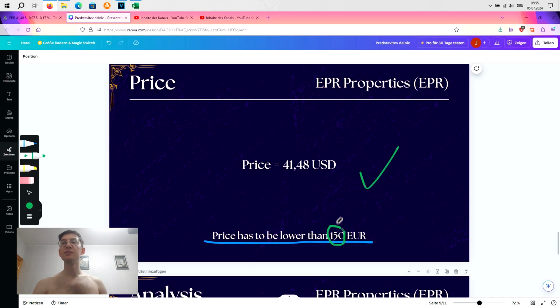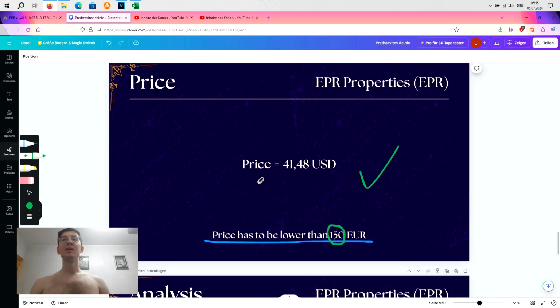Now 150 is kind of the price that I decided for myself, where I decided, okay, above that, the stock is overpriced and I don't want to invest in overpriced stocks. I want to have humble, small, basic beginner stocks, you know, that might grow in the future. So that's why I decided that 150 is kind of the best border between overpriced and underpriced stock, okay?